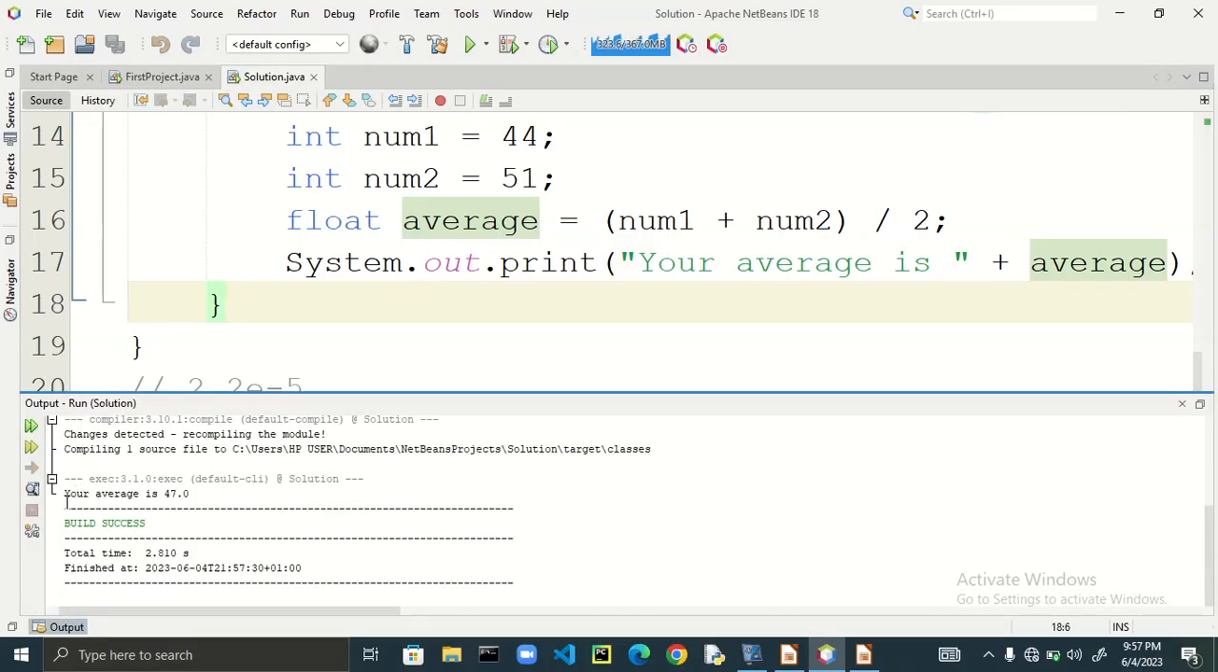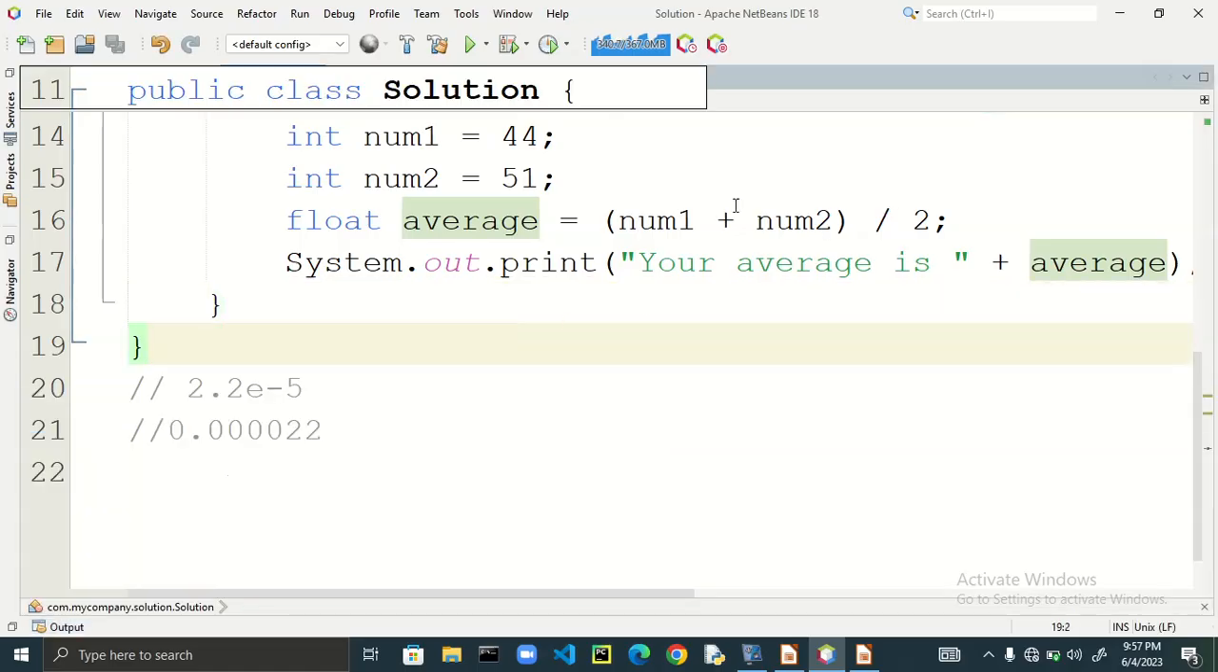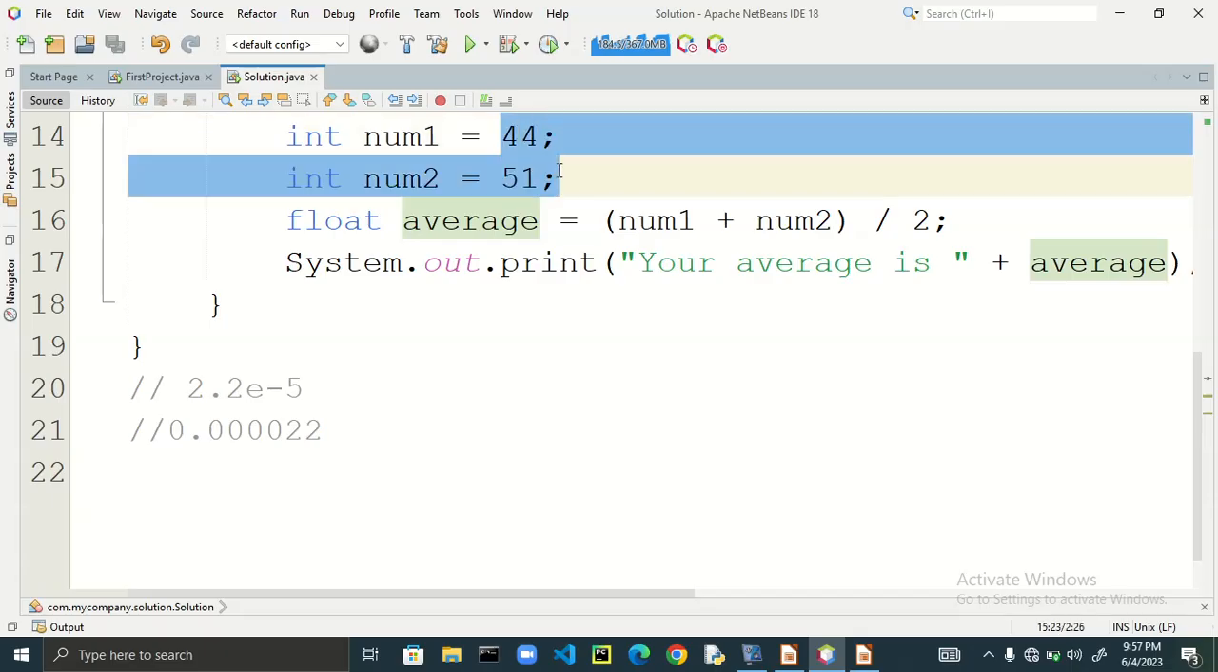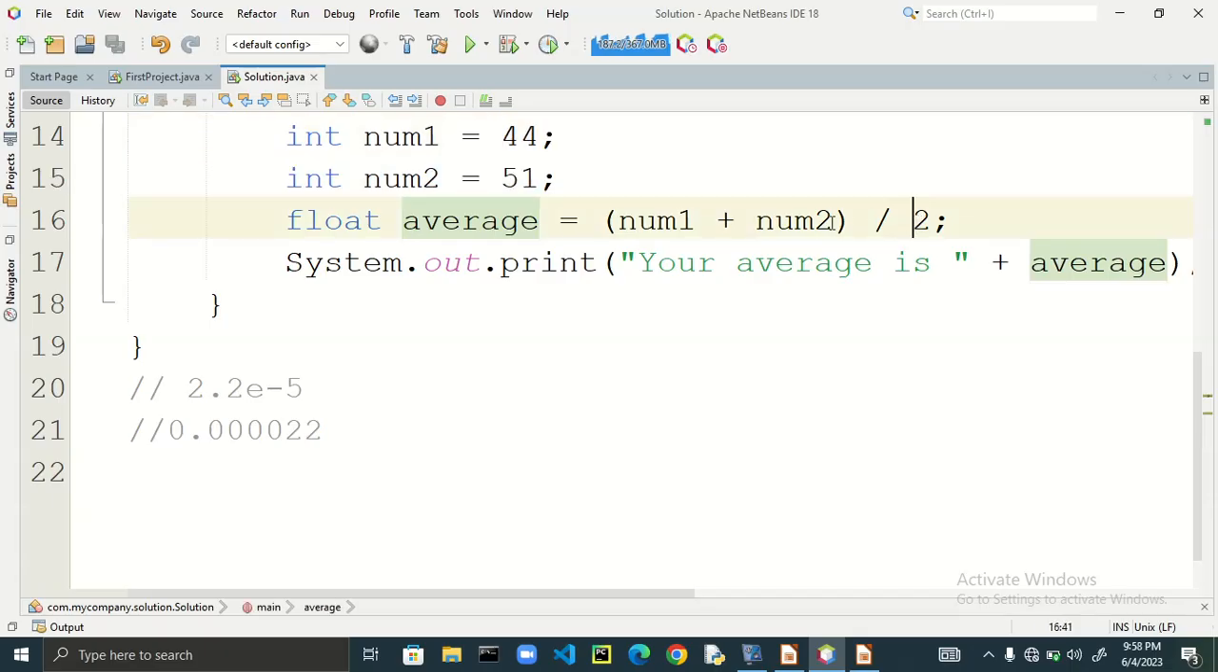So now we have, it says our average is 47.0. But we know that the average is not supposed to be 47.0. It is supposed to be 47.5. It means there is a problem. Though our program is running fine, the answer we are getting is not what we need. Okay? That's due to the fact that we are trying to divide integers by integer, so it is going to cut off any decimal place that remains.